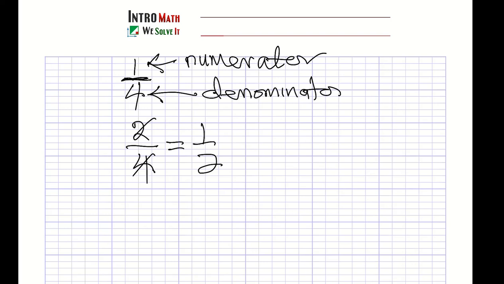All right? So the way you remember, because you're gonna get confused: look at the D. The D tells you that it is down. It's down under that line right here. The numerator is on top.